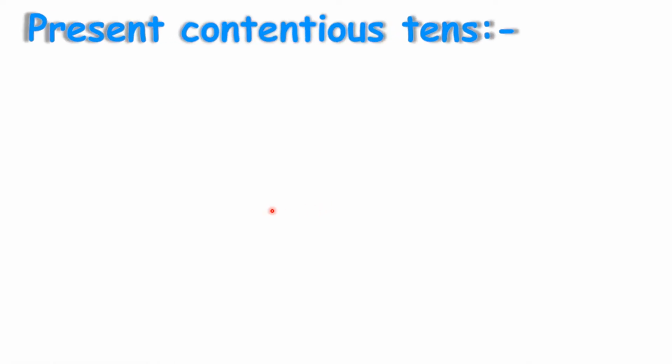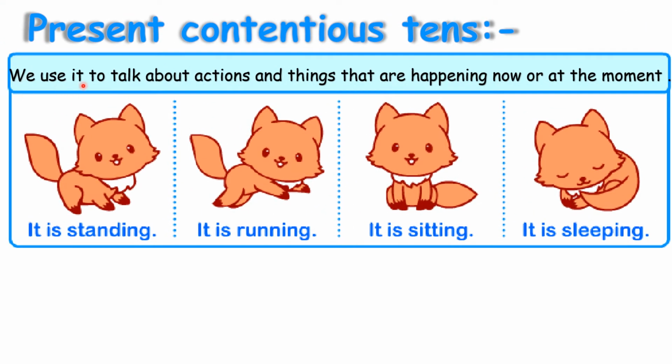Present continuous tense. What is the present continuous tense? We use it to talk about actions and things that are happening now or at the moment. For example, can you see this cute cat? What is it doing? It is standing. Can you see this picture? What is the cat doing? It is running. The third one, it is sitting. The last one, it is sleeping.